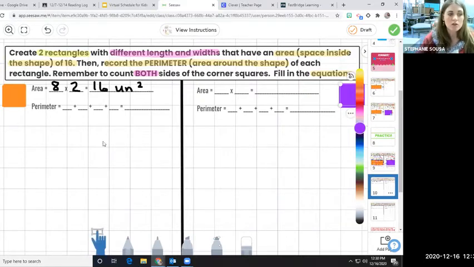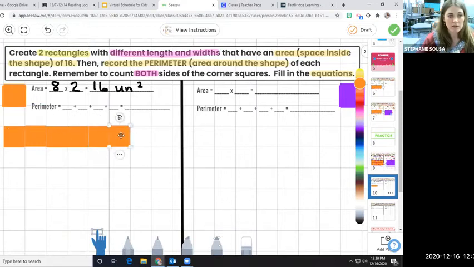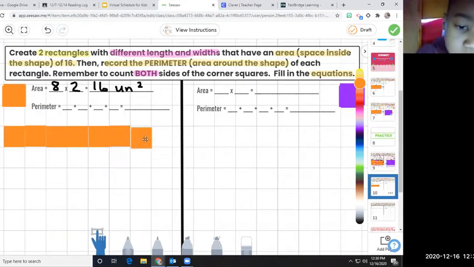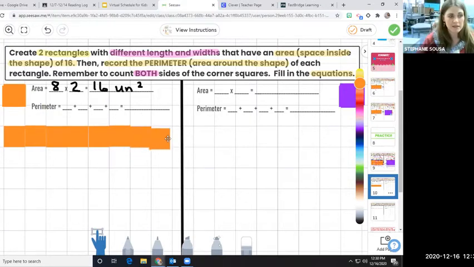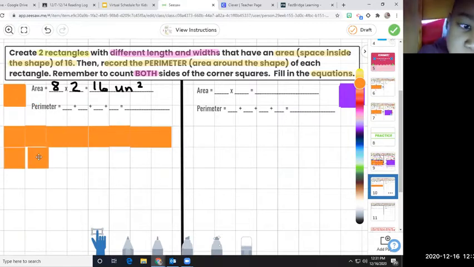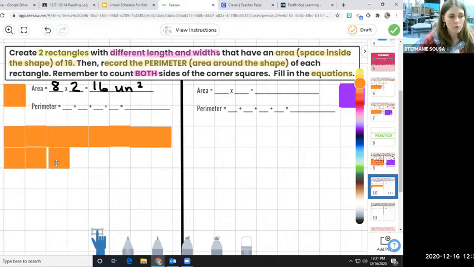Okay, so now we're going to build that. I'm going to make my 8 going across because I don't think I have 8 squares going up and down. So you go ahead and do the same. I have 4, 5, 6, 7, and 8. And then I have a width of 2. So I'm going to put 2 going on the left side for me. And then I'm going to fill in my whole rectangle.